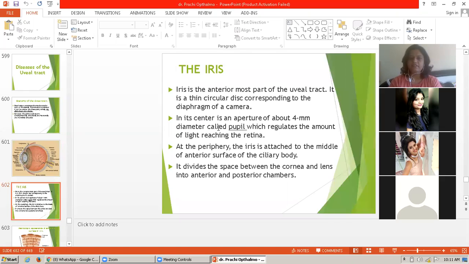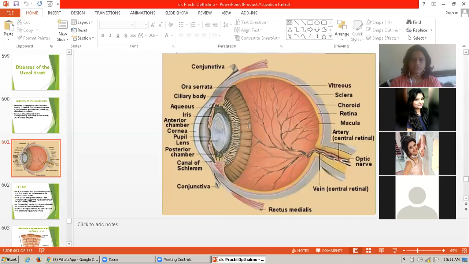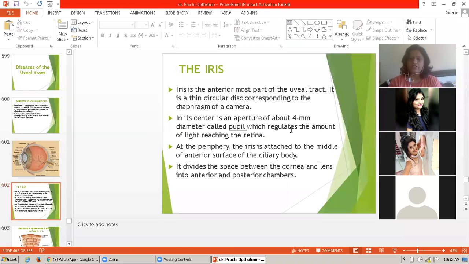And at its center is an aperture called the pupil. So this one is the pupil. The iris has a central aperture on both sides. This one is the iris, and this one is the iris, and it contains a central aperture called the pupil, which regulates the amount of light reaching the retina.